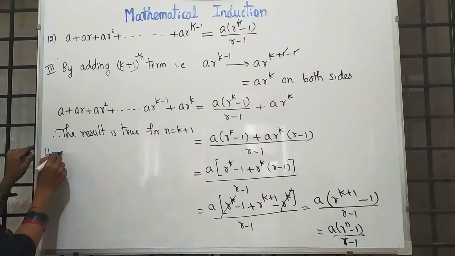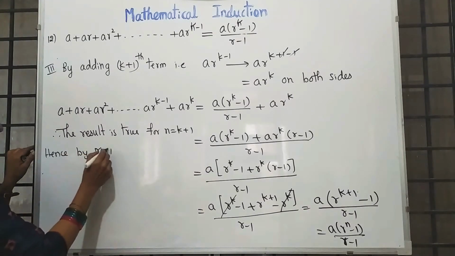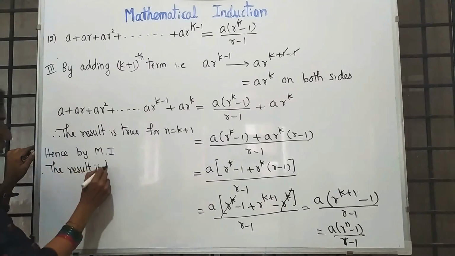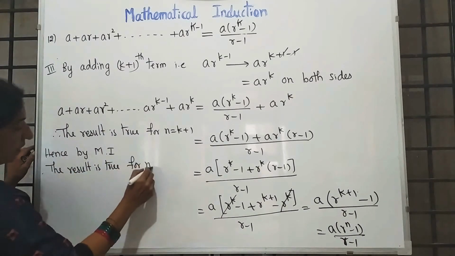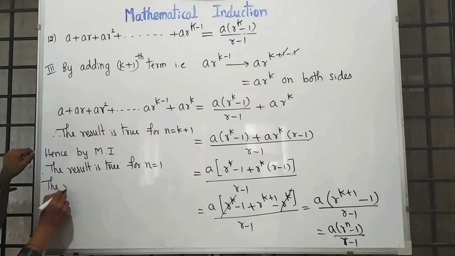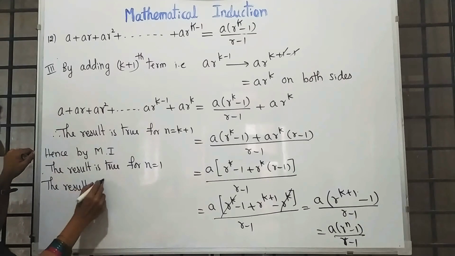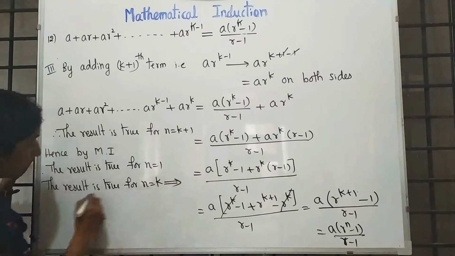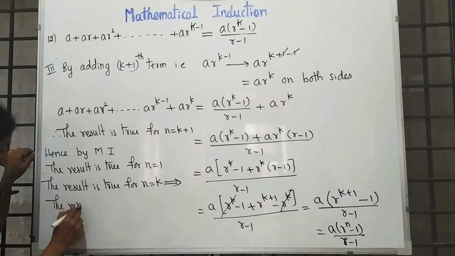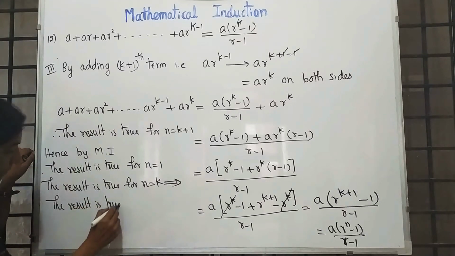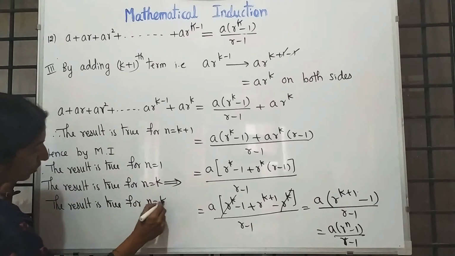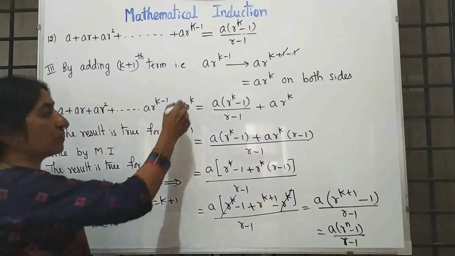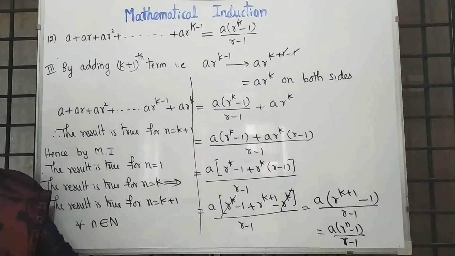Hence, by MI, means mathematical induction, the result is true for n is equal to 1. Next, the result is true for n is equal to k. This implies the result is true for n is equal to k plus 1 for all n belongs to N. That means n belongs to natural numbers, means for all positive integral values of n.